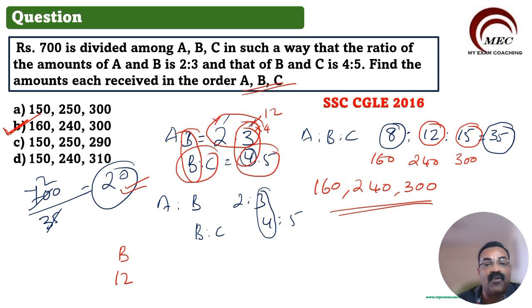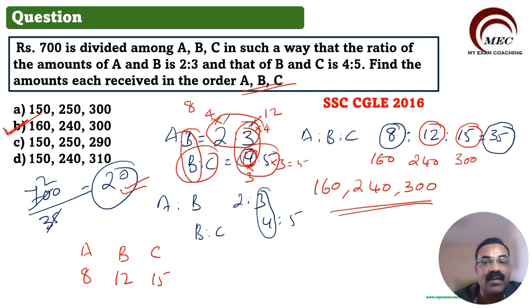Come, multiply that 4 here also. 2 into 4, 8. So A will become 8. Now you see, when this 4 will become 12, we have to multiply by 3. So 4 into 3 is equal to 12. So multiply that 3 here also. 5 into 3 will become 15. So then we will get C is equal to 15.